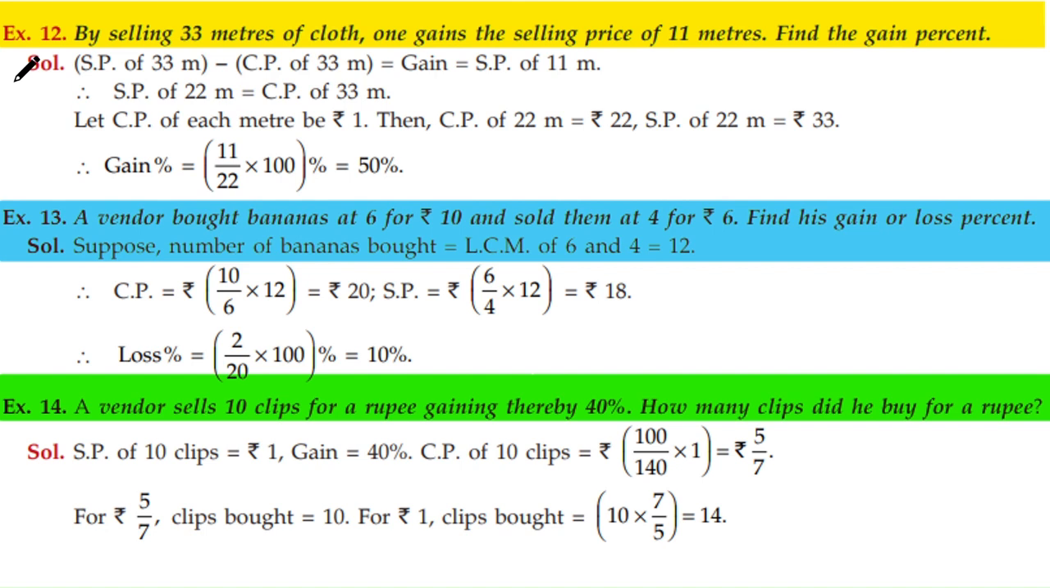Selling price of 22 meters is equal to cost price of 33 meters. Let cost price of each meter be rupees 1, then cost price of 22 meters equal to 22 rupees. Selling price of 22 meters is equal to 33. Gain percent equal to 11 by 22 into 100, that equal to 50%.